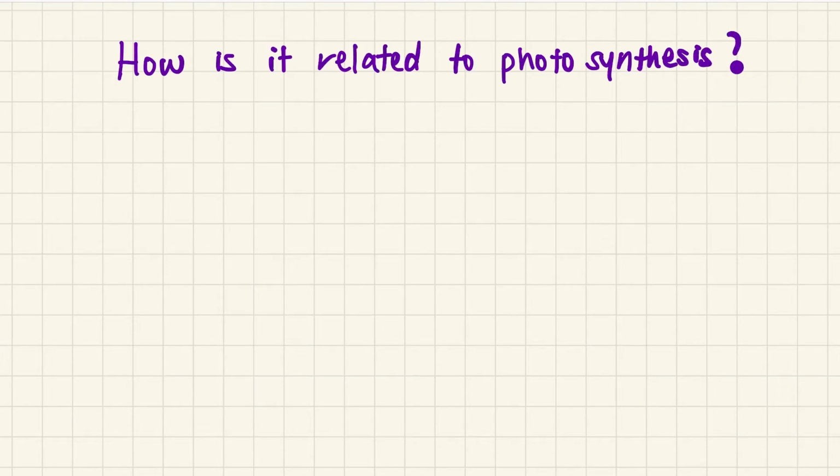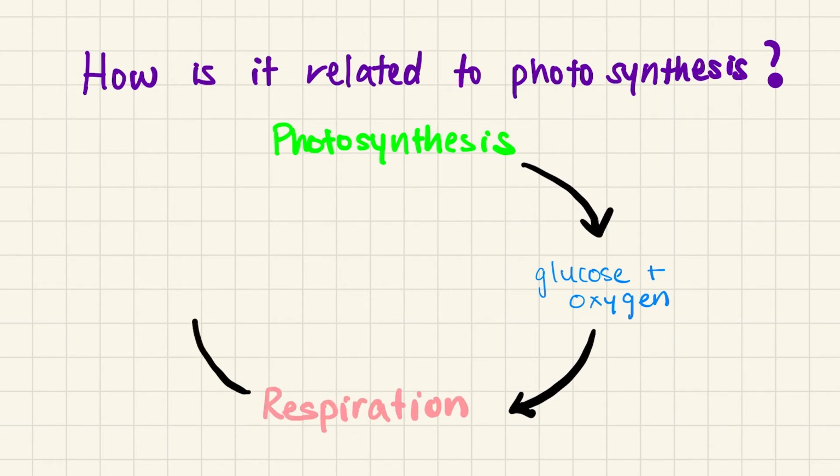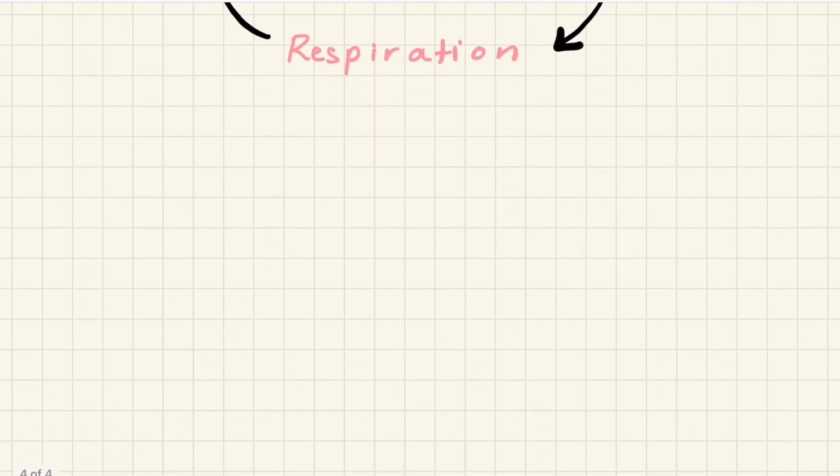So how is respiration related to photosynthesis? Well, photosynthesis produces glucose and oxygen. These are used up in respiration, and respiration produces carbon dioxide and water, which are used in photosynthesis. So this looks like a cycle where one process supports the other.